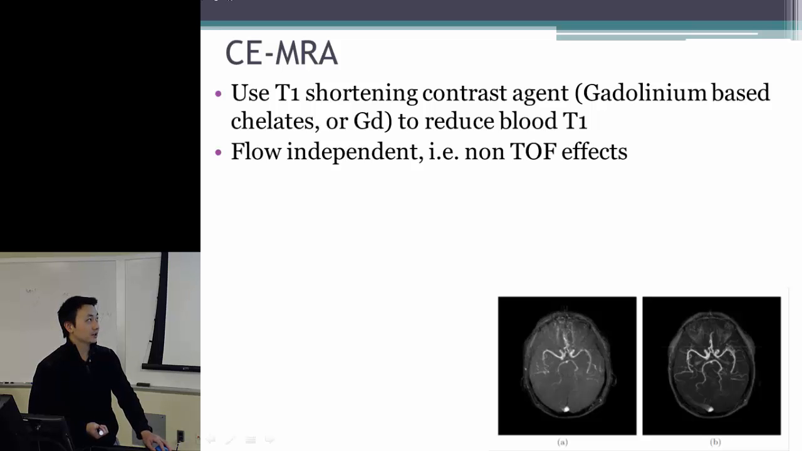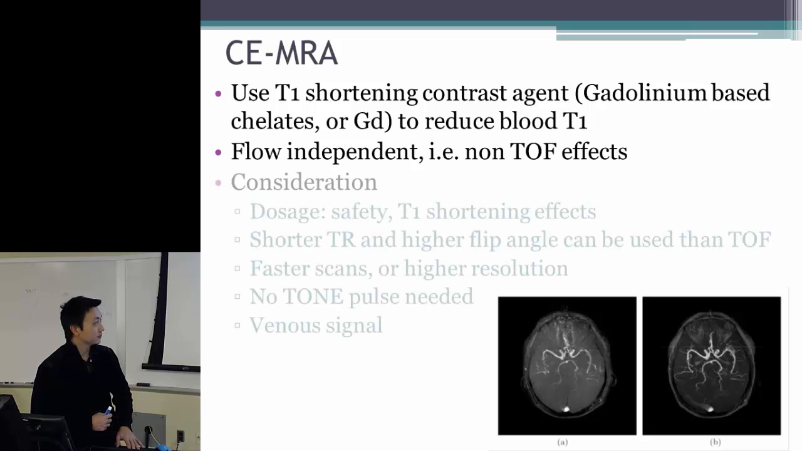So for contrast-enhanced MRA, we can use a fixed slab, and it is not flow dependent. So there's no need for the TOF effect. But of course, the TOF effect will be much enhanced if you look at the blood that has just flowed into the imaging slab. It will have a much higher signal.